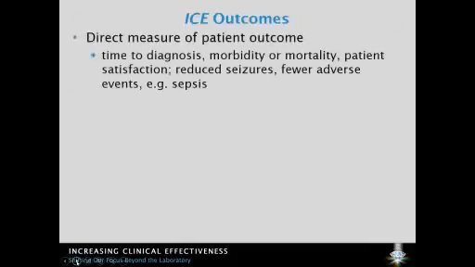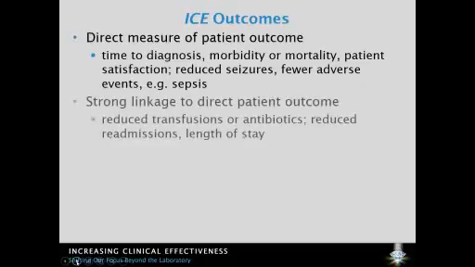So let's talk about a couple different ICE outcome measures, or how we think about outcome measures. So first thing, a direct measure of patient outcome might be things like time to diagnosis, morbidity or mortality, patient satisfaction. But also can be things like reduced seizures, and I mention that specifically because of something you'll see later on this slide. And fewer adverse events, such as sepsis. And again, I'll give you an example with that later.